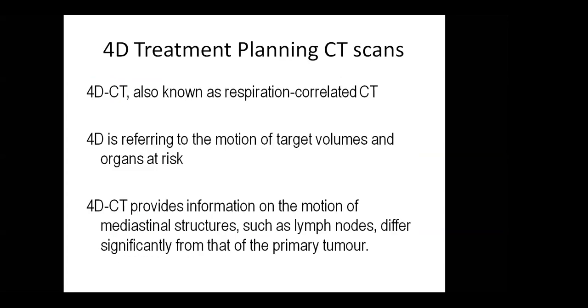Something that is commonly used and now increasingly available in most centers is 4D CT. It is also known as respiratory correlated CT. This is the motion that we are trying to incorporate in the target volumes as well as the organs at risk. One thing you need to remember is that there are studies which have shown that the target volume and the mediastinal lymph nodes might actually move differently. So 4D CT helps you to individually assess the motion of the target volume as well as the mediastinal group of lymph nodes.